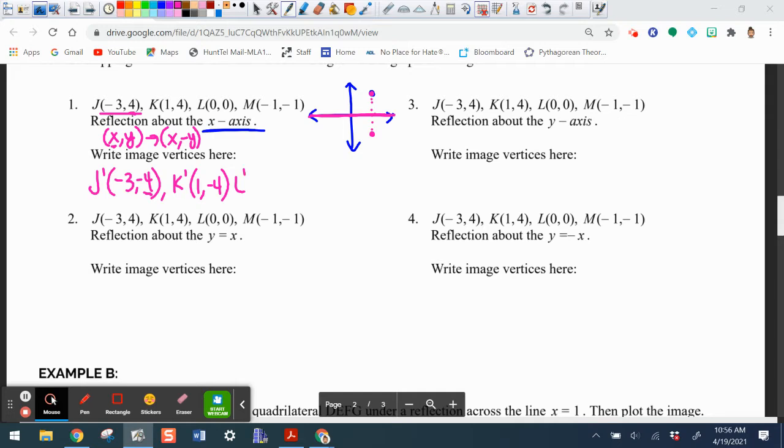L is located at (0, 0), so L prime, again, we don't have to write a negative 0. There's really no sign for 0 because it's nothing. So L will actually remain at the origin, which is (0, 0). And M prime, if M is located at (negative 1, negative 1), we're simply going to change the sign of y, so it'd be a positive 1. So J prime is located at (negative 3, negative 4), K prime is located at (1, negative 4), L prime still at (0, 0), and M prime (negative 1, 1).